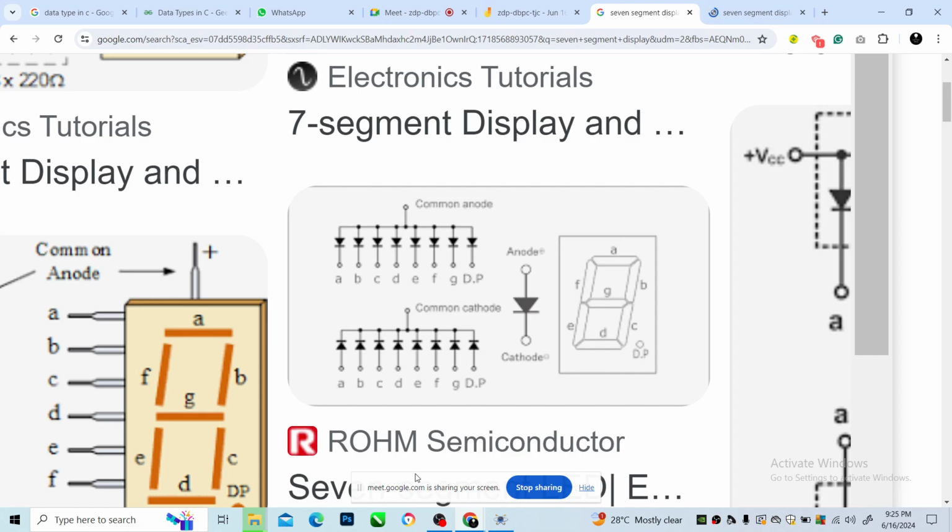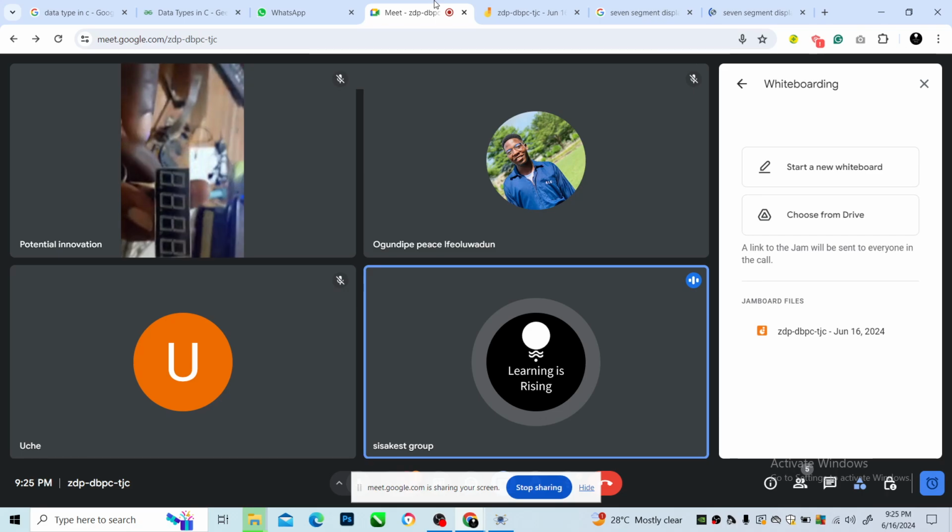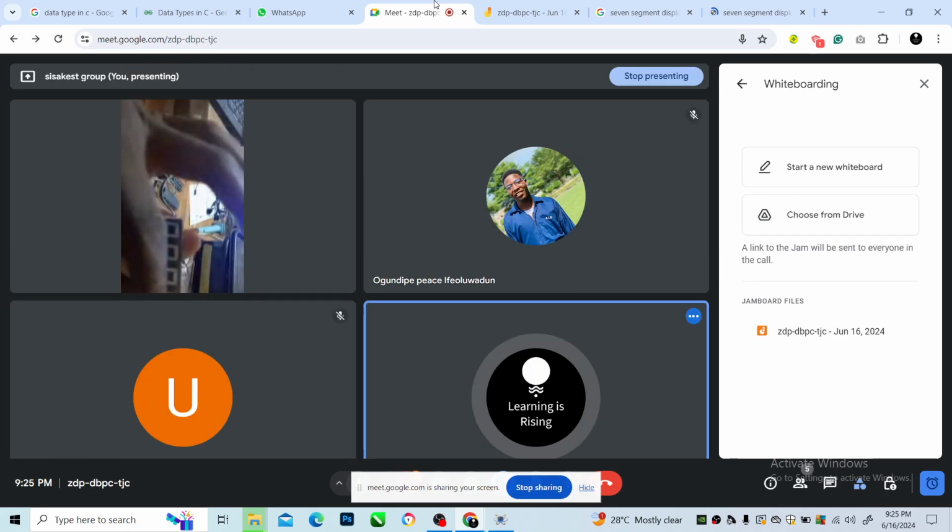So, can you see my camera? This is a 7-segment display, for example, this one. Let me also be on this page on mine so that this recording can capture it also. So this had 4 digits. Can you see? 1, 2, 3, 4.